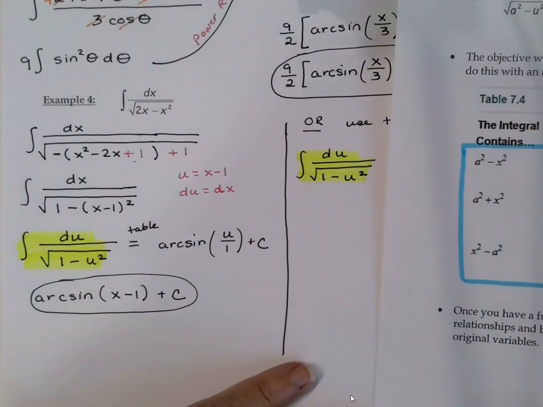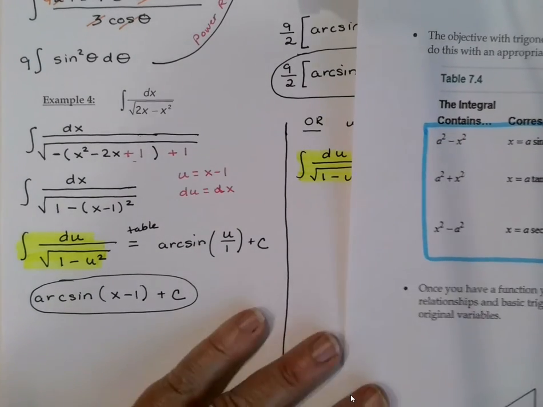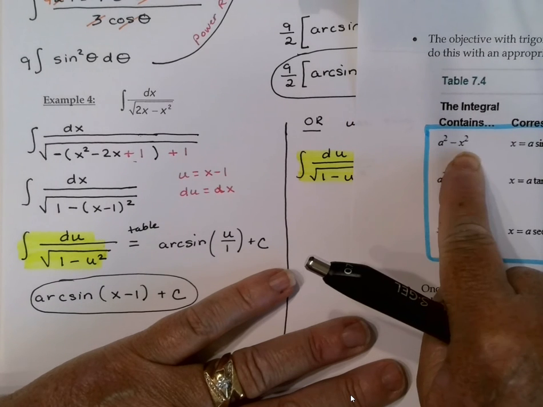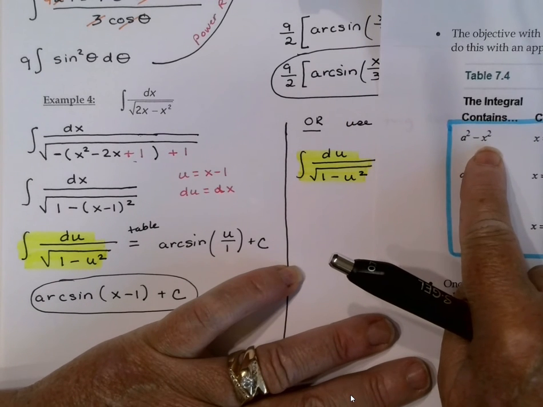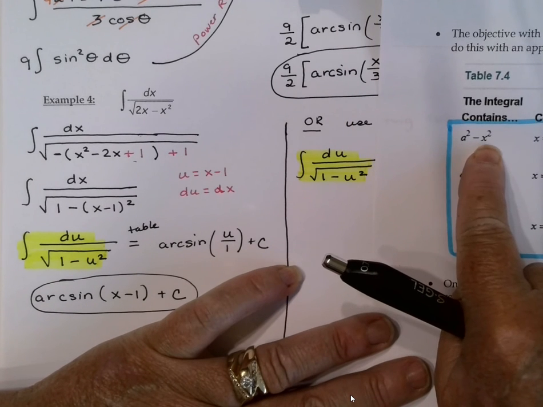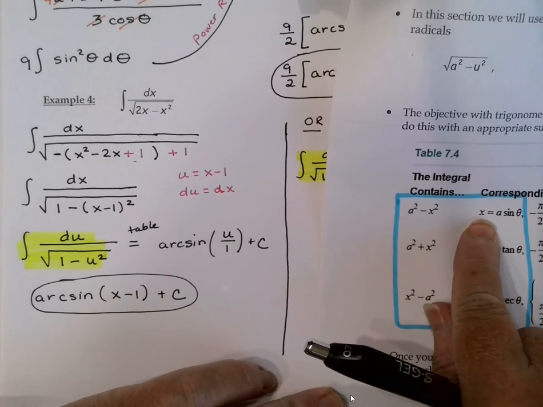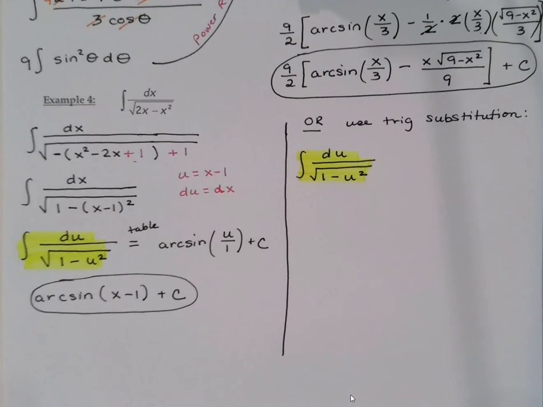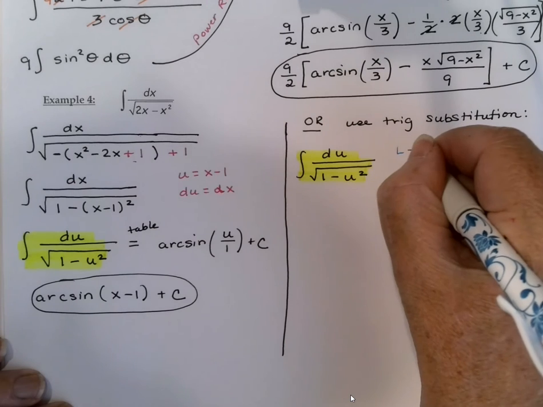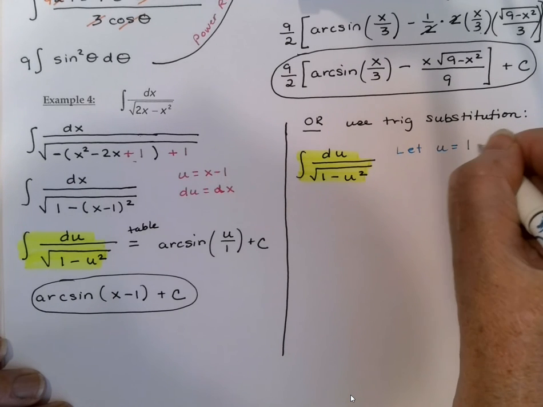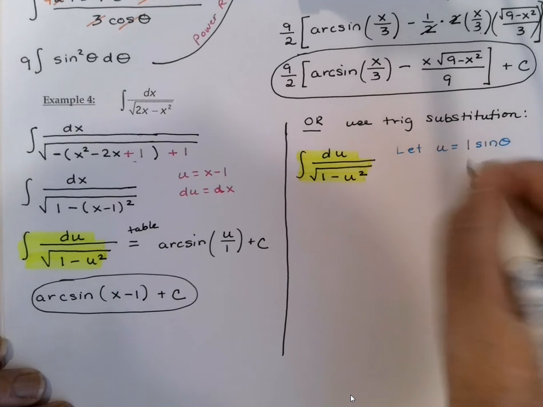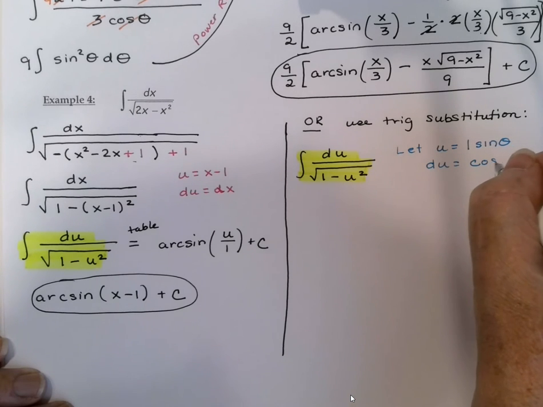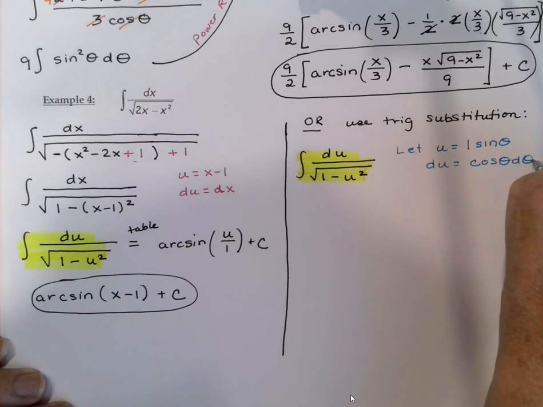All right, so again, looking at my options here, I'd be in the a squared minus x squared case. In our case, a would be 1 and x would be u. So I'd want to let u be 1 sine theta. Let's do that. So du is just 1, or the derivative here, cosine theta d theta.